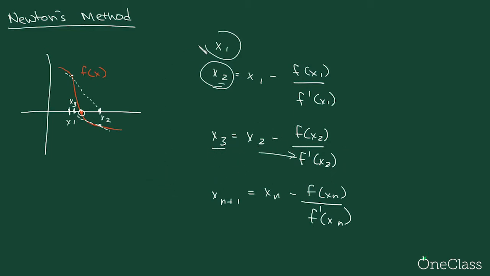Now the general equation for this is right here, where you're trying to find x_(n+1), whichever function that is, and it's always going to equal xn subtracted by f of xn divided by the derivative of f of xn.